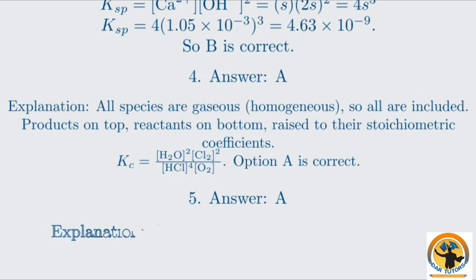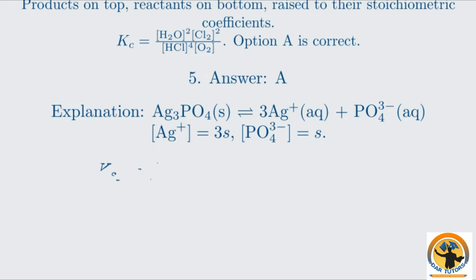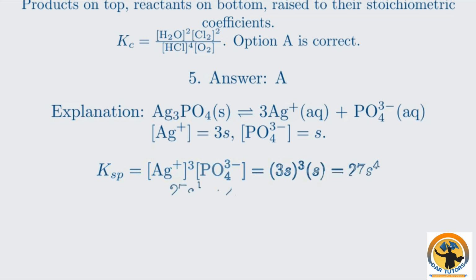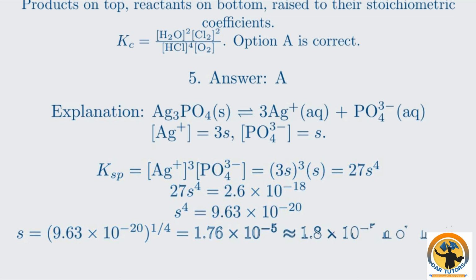Finally, question 5. We need to find the molar solubility S from a given Ksp for Ag3PO4. The dissolution is Ag3PO4(s) in equilibrium with 3Ag+(aq) plus PO43-(aq). The equilibrium concentration of Ag+ is 3S, and PO43- is S. So Ksp is (3S) cubed times S, which simplifies to 27S to the fourth. Setting this equal to the given Ksp and solving for S, we get approximately 1.8 times 10 to the negative 5. This corresponds to option A.